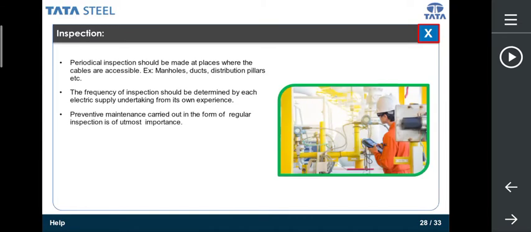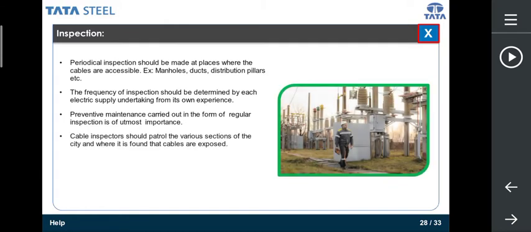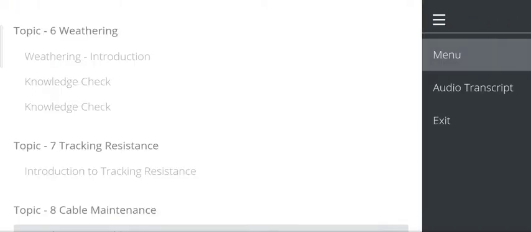Preventive maintenance in the form of regular inspection of all digging operations by other utilities or persons carried out in areas where electric cables exist is of utmost importance. In a city where the roads are congested with services of other utilities, the likelihood of damage to electric cables is very high. Cable inspectors should patrol the various sections of the city, and where it is found that cables are exposed, these should be examined thoroughly for any signs of damage, such as deformation or dents in the cable or damage to earthenware troughs or ducts.